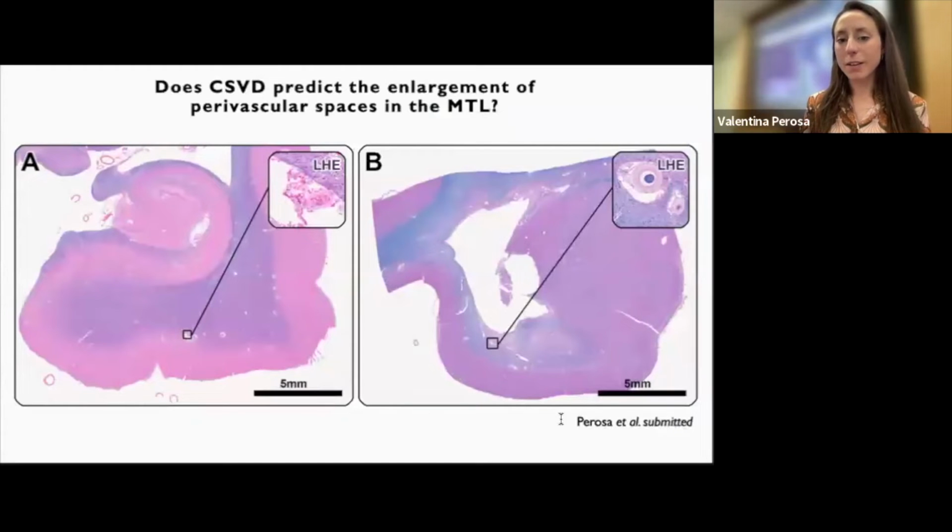And in fact, in this case, in the medial temporal lobe, one of the things that we observe is that within the enlarged perivascular spaces that you can see here in white in these LHE stained sections, we often see very sick and unhappy arteriolosclerotic vessels that are thickened and deprived of any smooth muscle cells and probably not really super functional anymore.